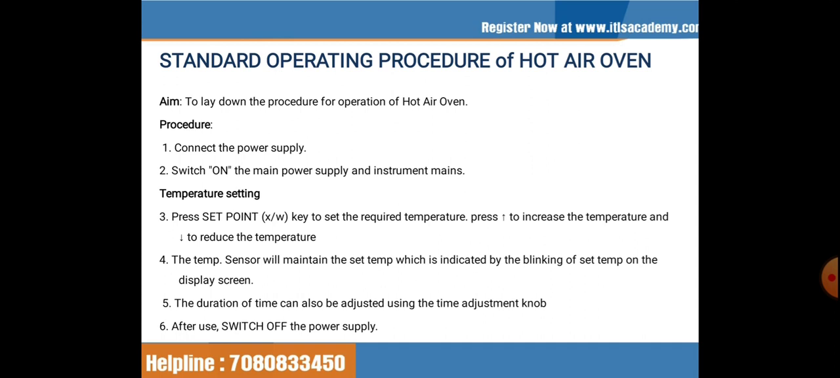Temperature setting button is available on the bottom of the instrument in front at the left side. Press set point key to set the required temperature. Press increase the temperature or decrease the temperature. Buttons are available showing the upward arrow and downward arrow. You have to press it and set the temperature required for the sterilization.